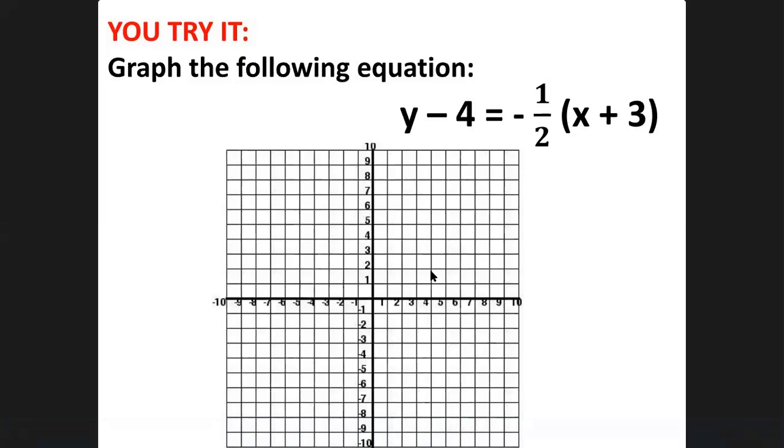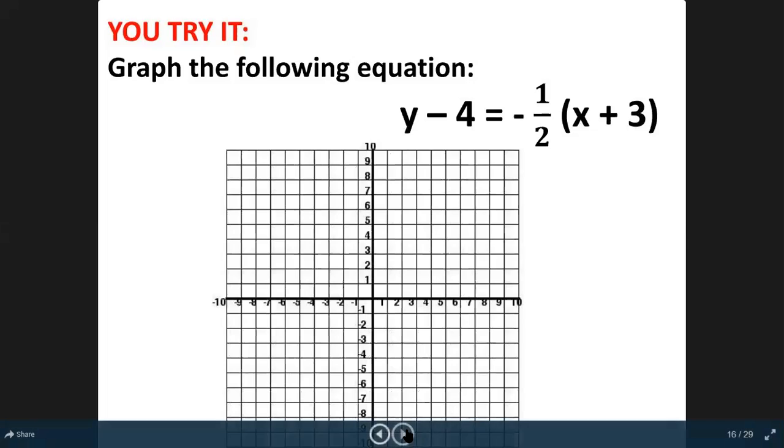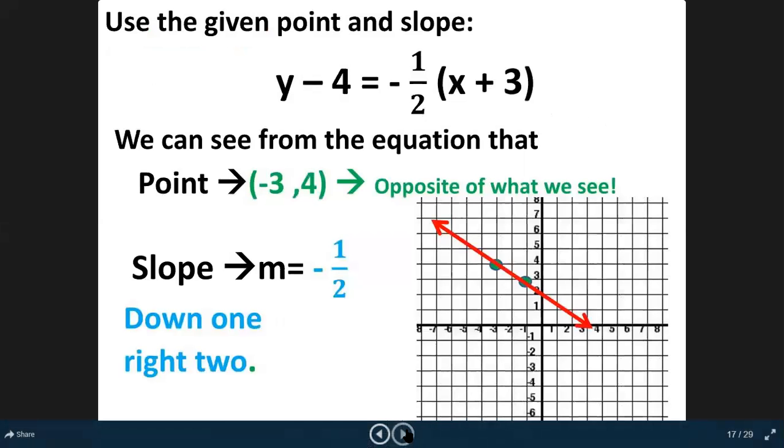How will we move on the graph chart? 1 unit down and then 2 to the right. We will never move to the left. So we will go directly to -3 and 4, and after that we will move 1 unit down and then 2 to the right. Then this is how we are going to represent it graphically.